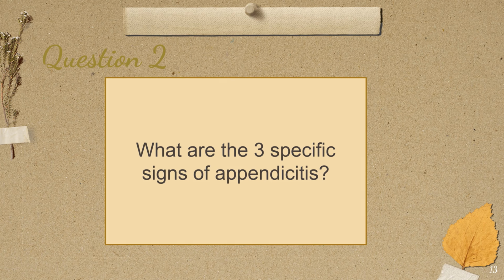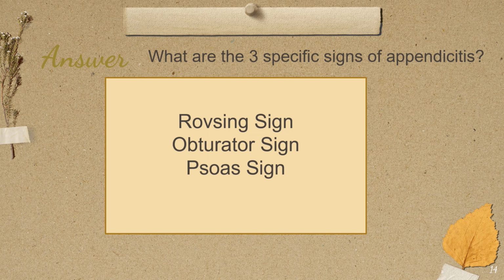Okay, let's have a look at the answer. So the first one is Rovsing sign. So that's when you press on the left iliac fossa and you get pain in the right iliac fossa. Obturator sign, that's when you get the patient to lie on their left side so that their right leg is up. You then bend their leg at the knee and you internally rotate their leg. And if they have pain, that's obturator positive, which is consistent with appendicitis. And then finally, psoas sign, that's when you get the patient to lift their right leg up against resistance. And if they have pain, that's psoas positive, which is consistent with appendicitis.